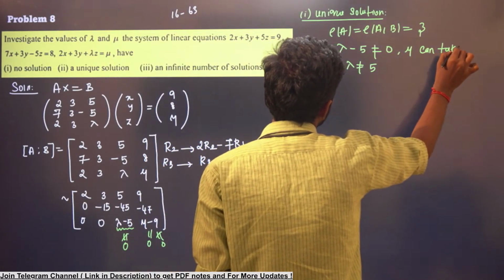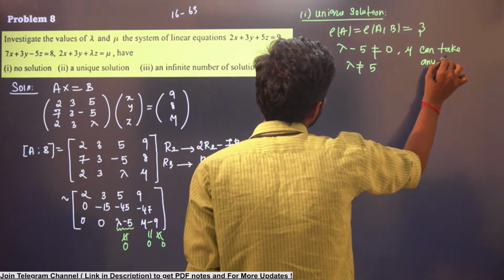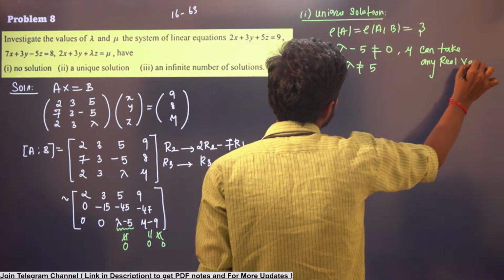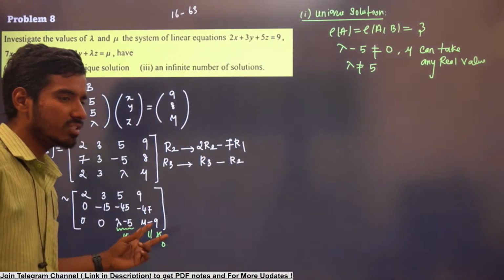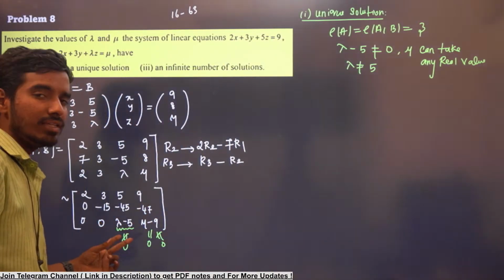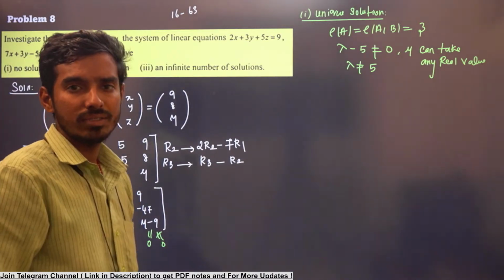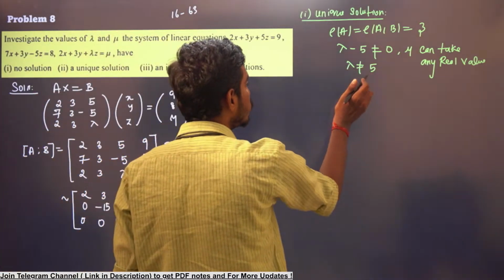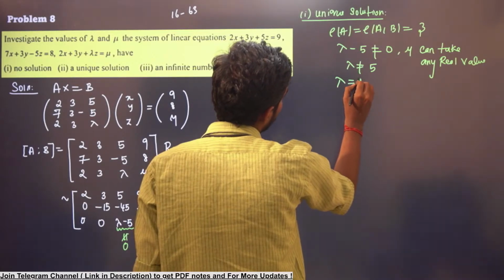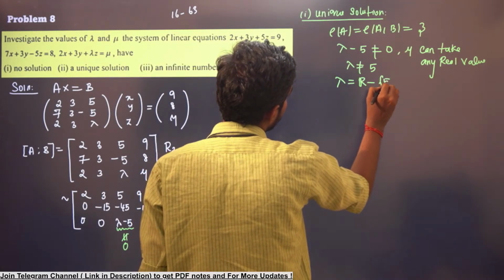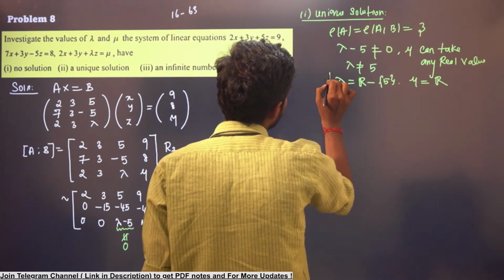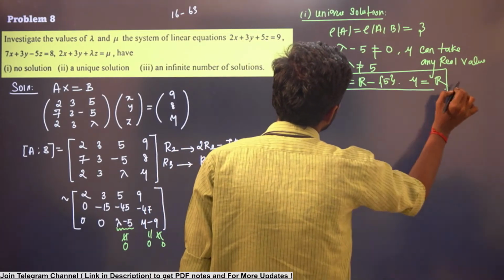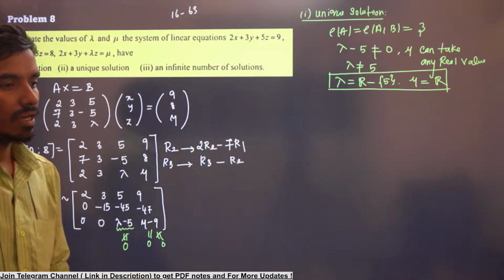Mu can take any real number, right? Mu can take any real value, because whatever you put for mu, I don't care about this element at all. If this element is non-zero, then that will always have a unique solution. So lambda should not be equal to 5. Lambda can take any real number except 5, and mu can take any real number. So when you insert these values, it will always have a unique solution.